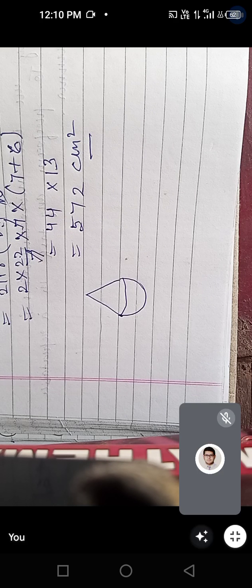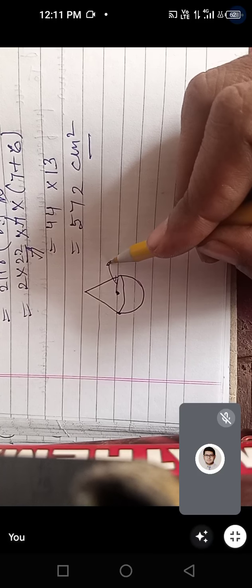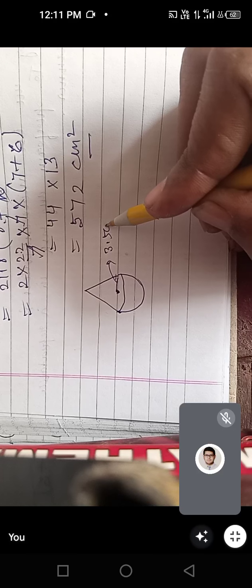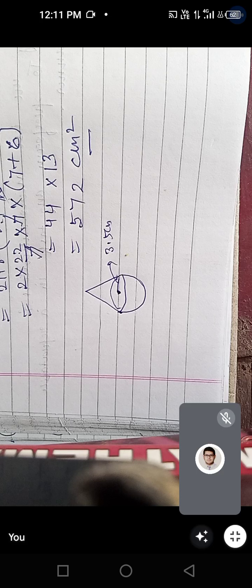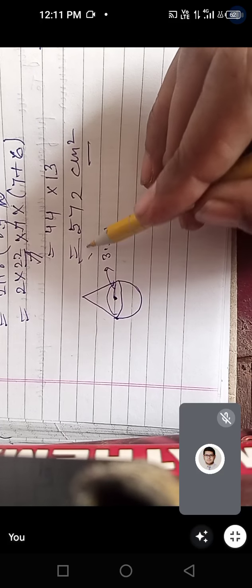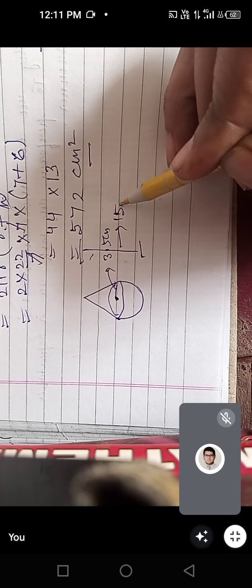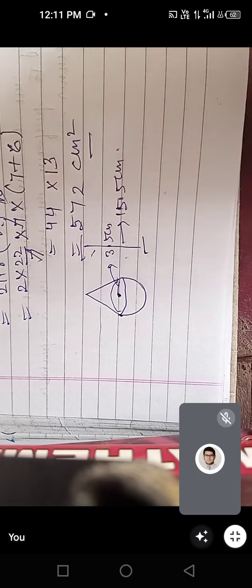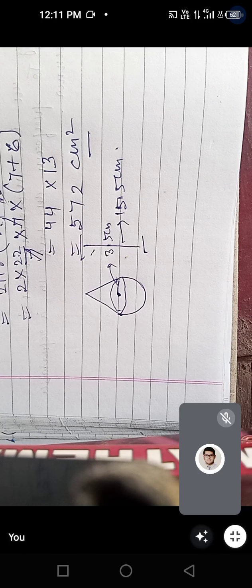So a toy is in the shape of a cone of radius 3.5. The radius is given as 3.5 centimeter, mounted on a hemisphere of the same radius. The total height of the toy is 15.5. And you are asked to calculate the total surface area of the toy. Got it?